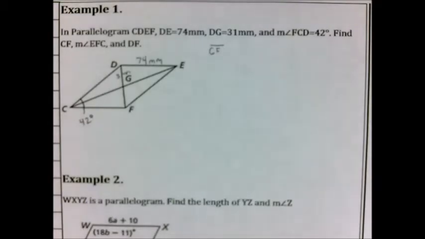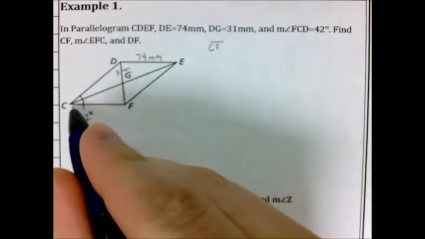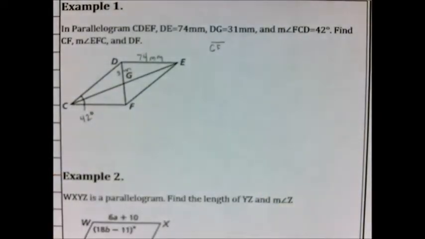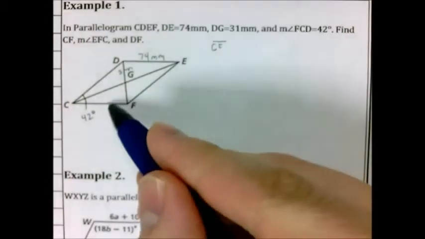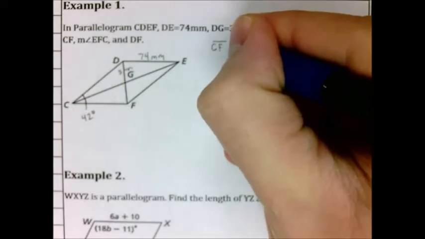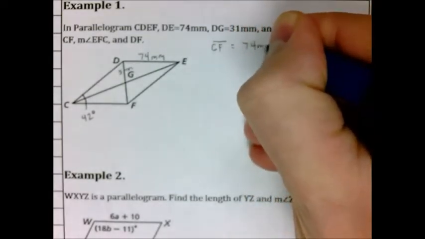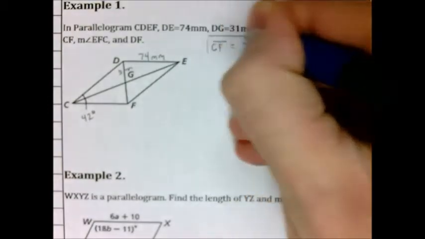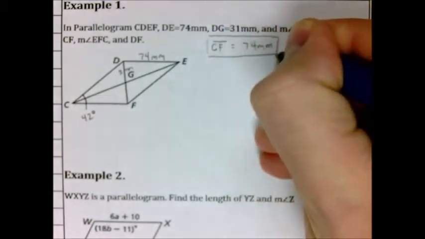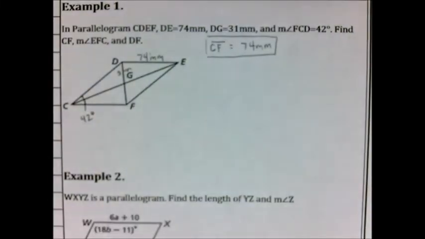Okay, so let's go ahead and solve those now. CF here, we see that this is CF, and we know something very special about parallelograms. That first theorem we talked about said that opposite sides are congruent to each other. So line CF is fairly simple to see. That's just going to be 74 millimeters. CF is 74 millimeters because the opposite sides, that first theorem, says they are congruent.